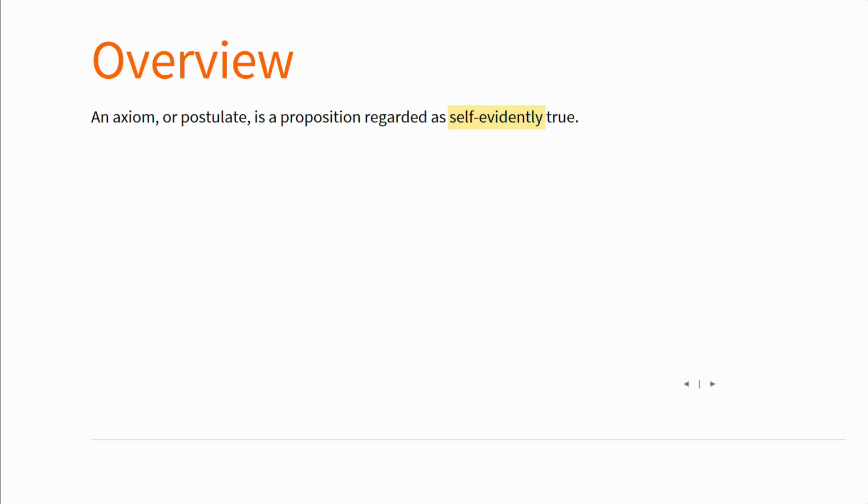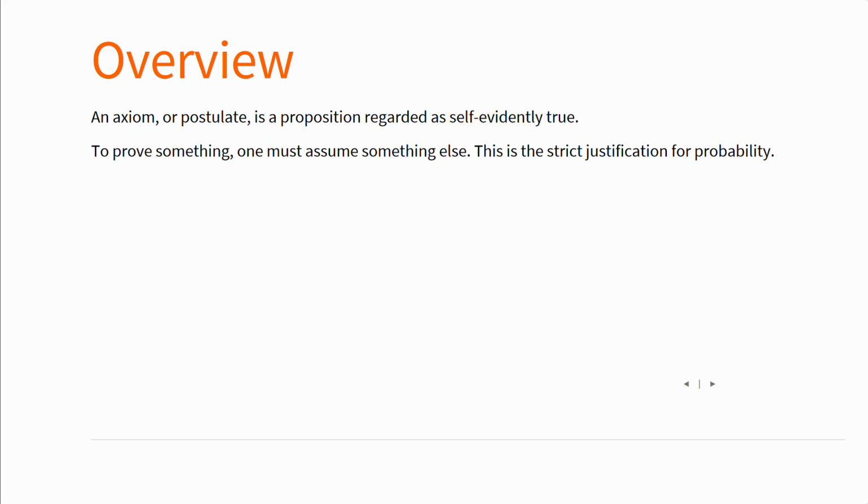It's a proposition seen as self-evident, such as the sun always rises to the east, something that everybody can agree on. To prove something, you need to assume something else. Axioms of probability serve as a basis of probability, but also as a justification of probability theory. From these axioms, all probability theorems can be proven. Notice this is a mere justification. Axioms are not the historical origin of most theorems.